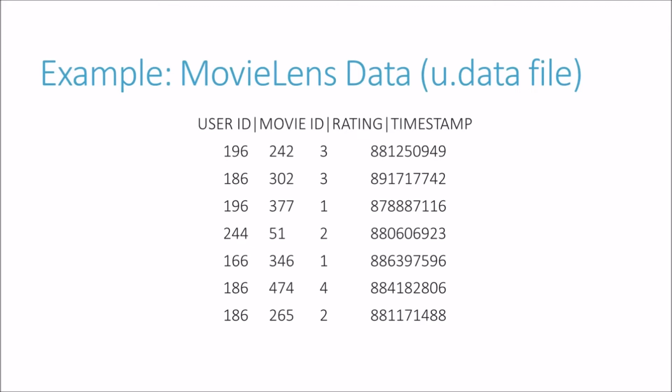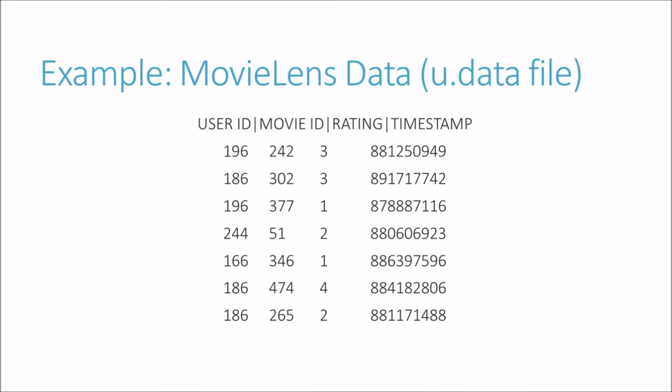So each row represents a user ID, and that's just to keep things anonymous and more compact, followed by a movie ID. Again, that's just a more compact way of representing what a movie is instead of its full name, followed by the rating that user gave that movie, and a timestamp. That's just a big number that indicates when that rating was made. So each row is just this user watched this movie, gave it this rating at this time.